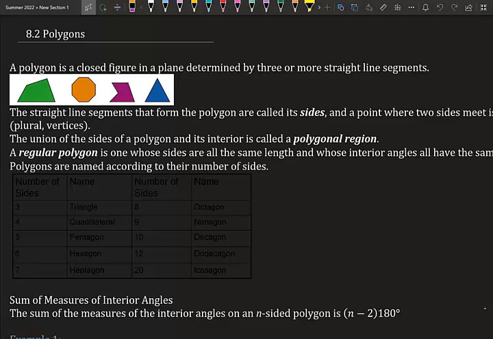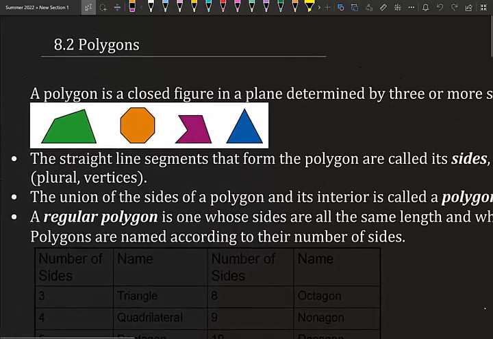8.2 Polygons. A polygon is a closed figure in a plane determined by 3 or more straight line segments. So you have lines, connect the dots, that's a polygon. It can look odd, it can look funky, doesn't matter. These are all polygons because they have 3 or more lines and create a shape that's all enclosed.